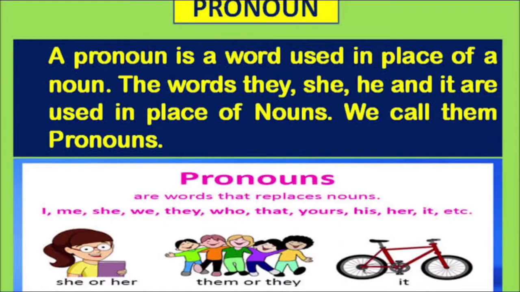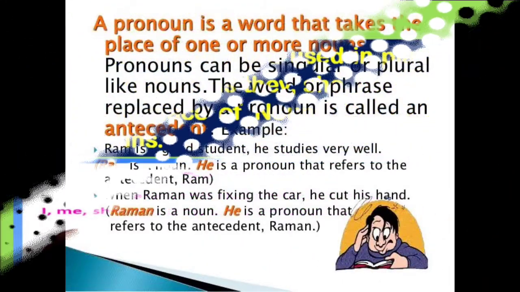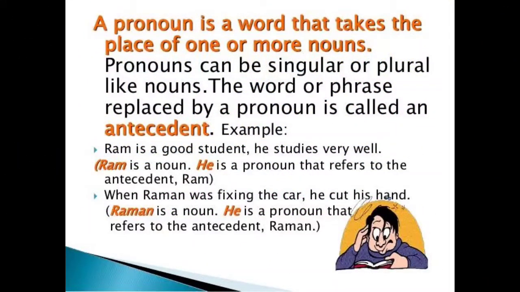Children, look at the example given here. Pronouns are the words that replace nouns. Look at the picture, children. She represents her. They represents them. He represents his. So, these are the pronouns that are used instead of a noun. Look at another example given here, children. As I told you before, a pronoun is a word that takes the place of nouns.